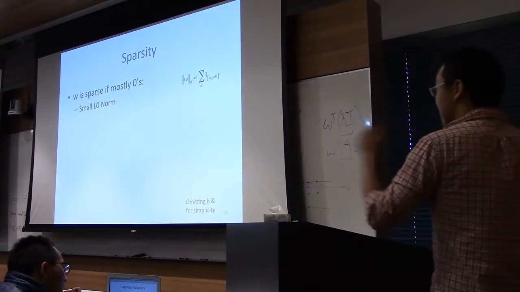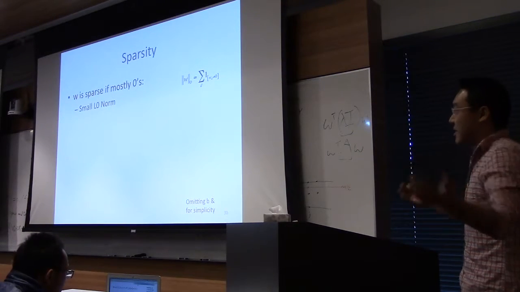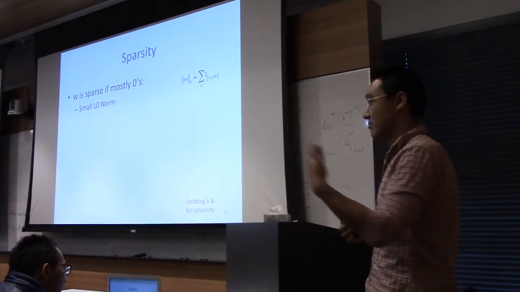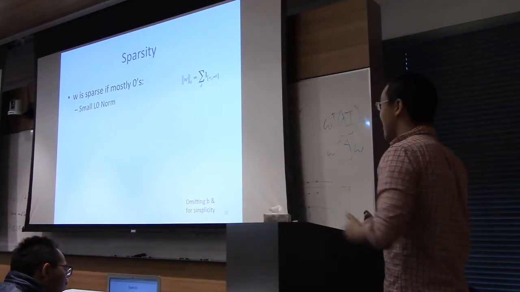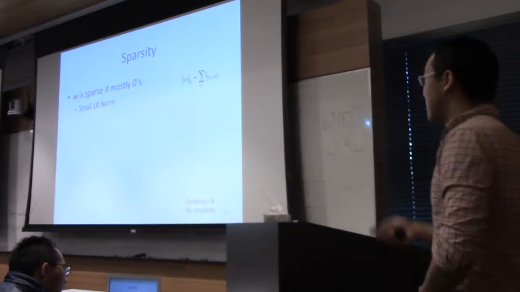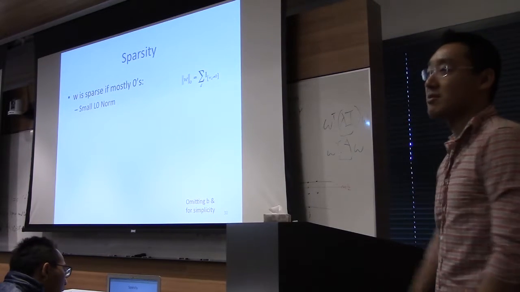So sparsity, right? What does sparsity mean? A weight vector W is sparse if it is mostly zero. That's the non-formal intuition of what sparsity means. People formalize it in different ways. Sparsity is measured mathematically by the L0 norm, which counts the number of non-zero entries.